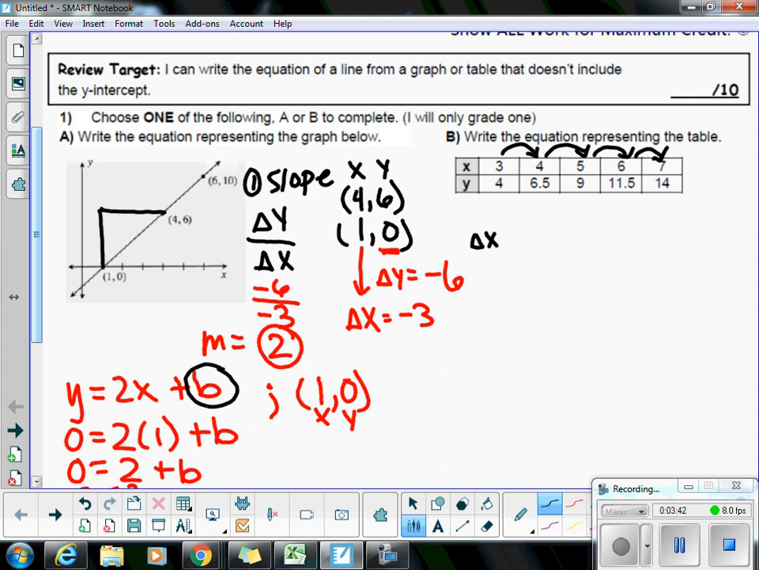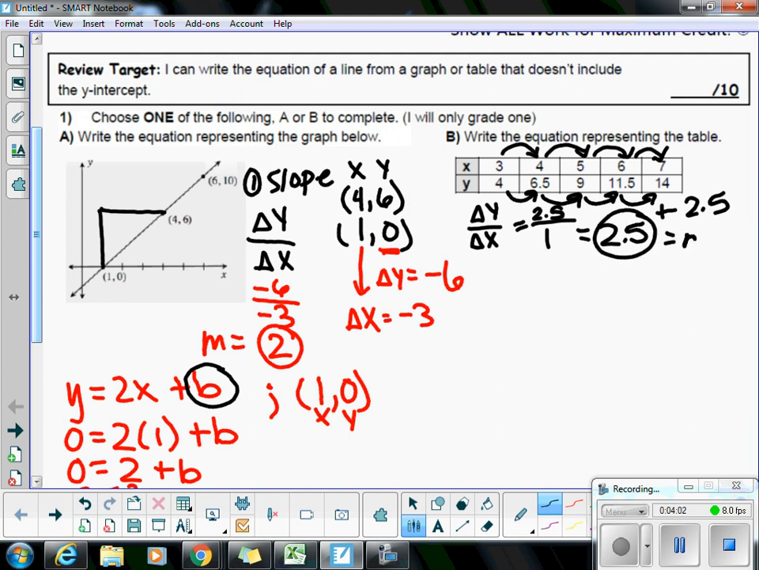So change in x is 1. Our change in y, from left to right, what is our change in y? Well, we are adding 2.5 every time. So 2.5 is our change in y. So we could just write our slope as 2.5. This is our m value. So we have an m of 2.5.